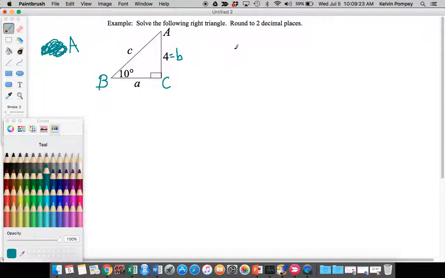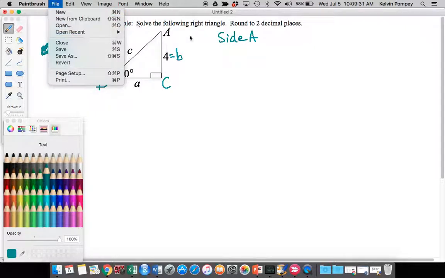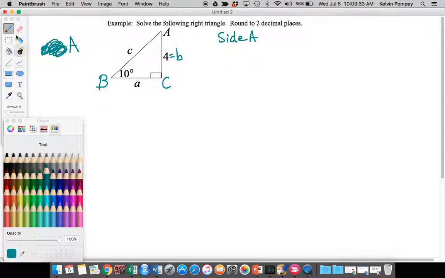But first, if I were going to solve this right triangle, the first thing I would find is side A, not side A, angle A. I'm going to use my eraser here. I got to get used to this. Hadn't done this in a while.